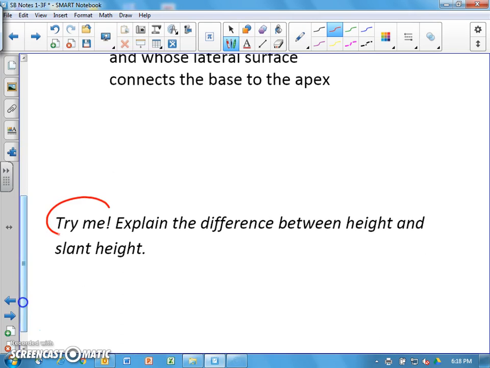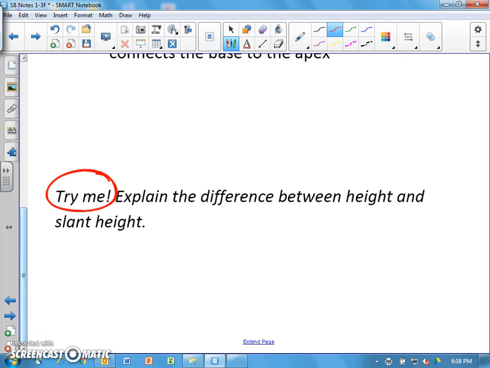Now you have a trimeme. So you should write out the difference between height and slant height. Again, very important concept in geometry. When we check your notes, if your trimeme is not done, you will not get credit for the notes. After you've done this, you should go retake quiz F again and aim for that perfect score.